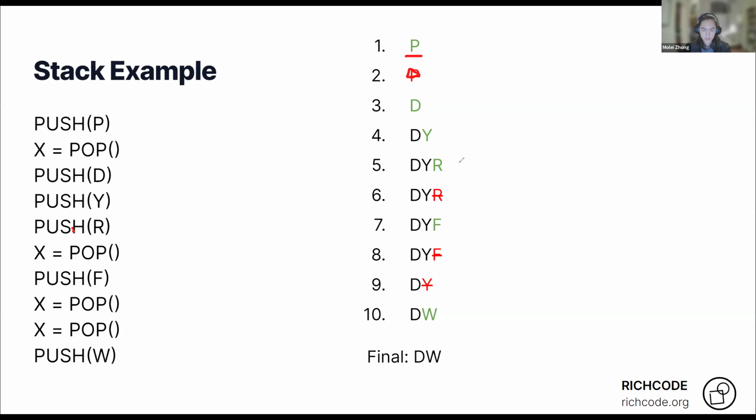They get added onto the end each time. And if we pop again, it's only the end element that gets removed. So we can't remove these first two unless we remove R. So we push again, pop, pop, and we push. Finally, we're just left with these two letters.